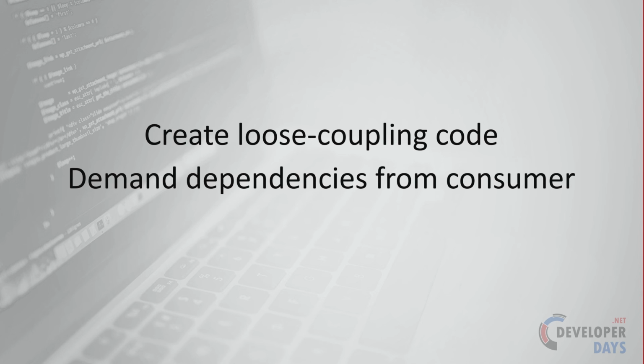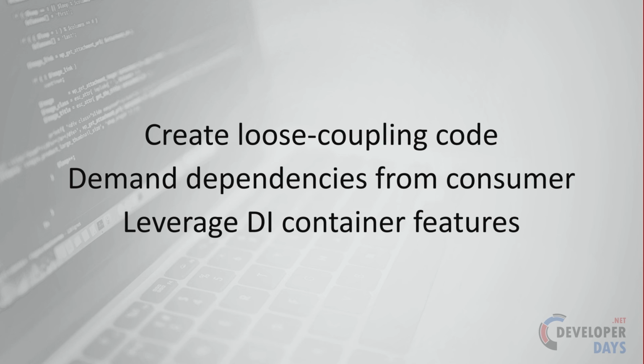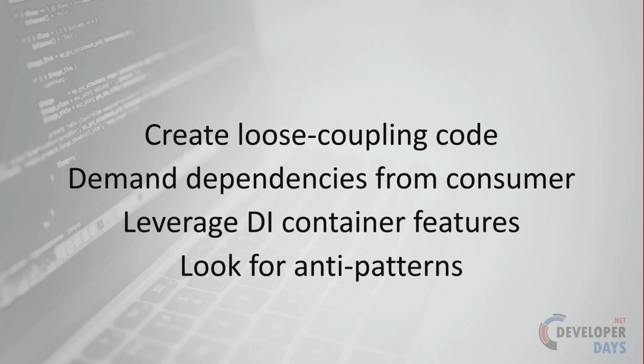So with dependency injection, what it gives you is loosely coupled code. It's really easy, because those components are not related to each other. You have to demand the dependencies if you require them. You have to just ask, I need those dependencies, and not try to resolve them by yourself.